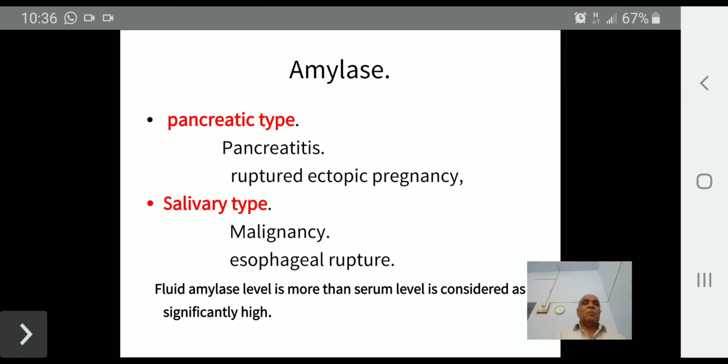But in the case of malignancy and esophageal rupture, amylase of the salivary type is increased. When the fluid amylase level is greater than 2 times the serum level, it is considered significantly high.